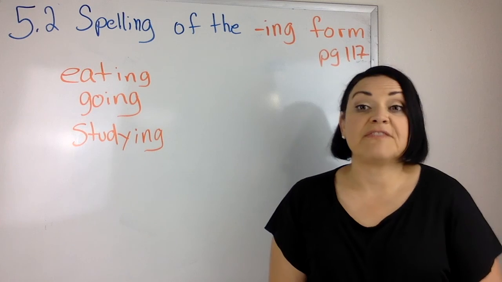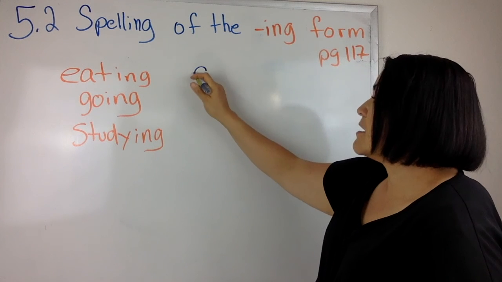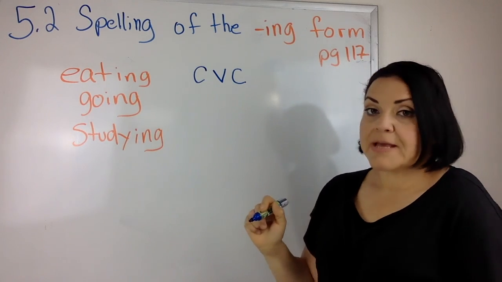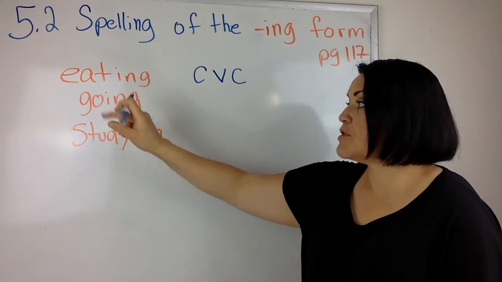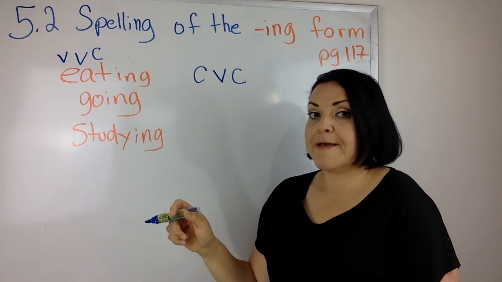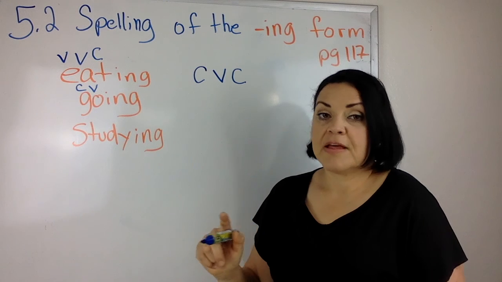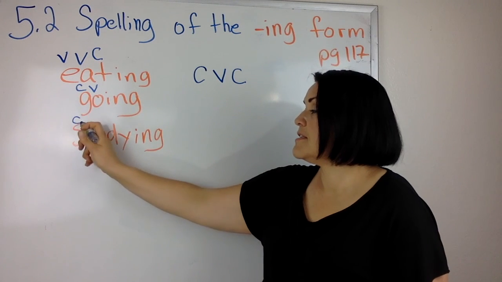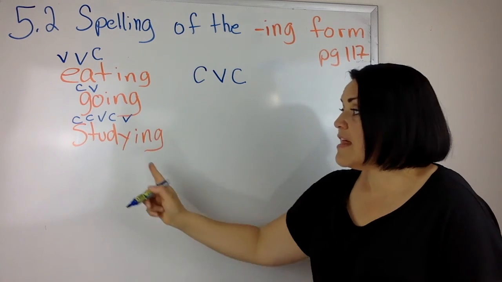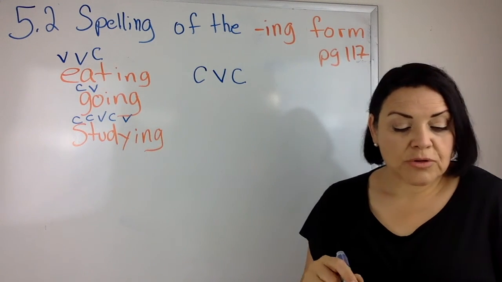Sometimes when we add ing, we have to make some other changes. So just a minute ago, I talked about a consonant, a vowel, and a consonant. Okay, if I were to write it out, eat would be a vowel, a vowel, a consonant. Go would be a consonant and a vowel. Study would be consonant, consonant, vowel, consonant, vowel. That's the pattern for each letter of the word.